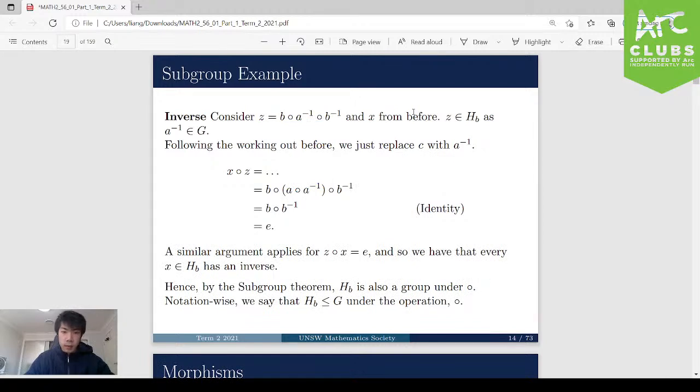So a similar argument applies to Z dot X equals E, and so any element X or A from H also has an inverse. And so by the subgroup theorem, H is also a group under the dot. In notation, we say that H is less than or equal to G. This is the notation for subgroup. So H is a subgroup of G under the operation dot.